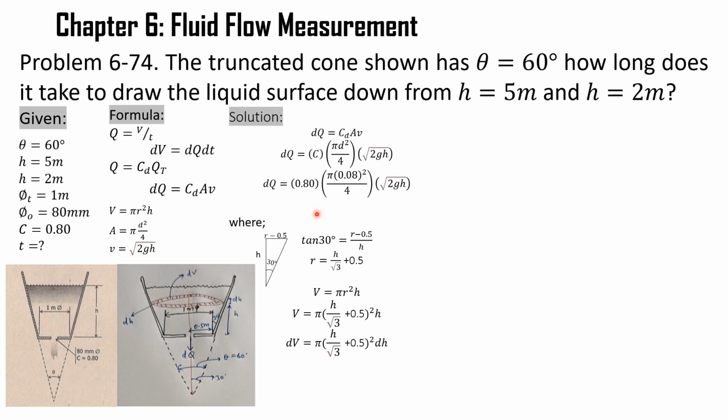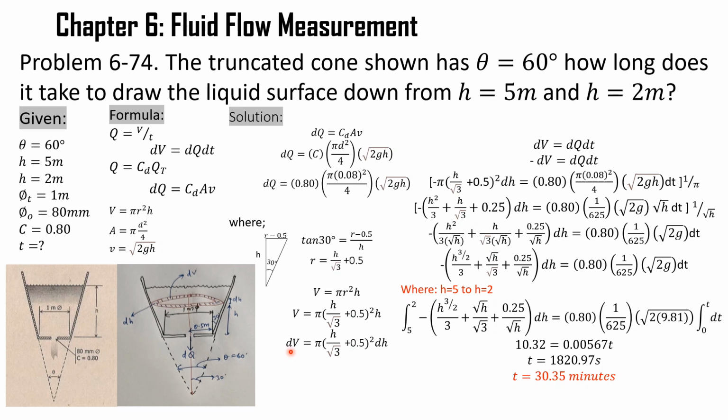And to solve for the radius based on the given figure, we have tan theta, or tan 30 degrees, equal to r minus 0.5 over height. So equating this formula, we can get the value of radius, which is equal to height over square root of 3 plus 0.5. Substituting the radius to our volume, which is equal to pi r squared times height, we can get volume equals pi times the quantity of h over square root of 3 plus 0.5 squared times height. Deriving this equation, we can get dV equals pi times the quantity of height over square root of 3 plus 0.5 squared dH.